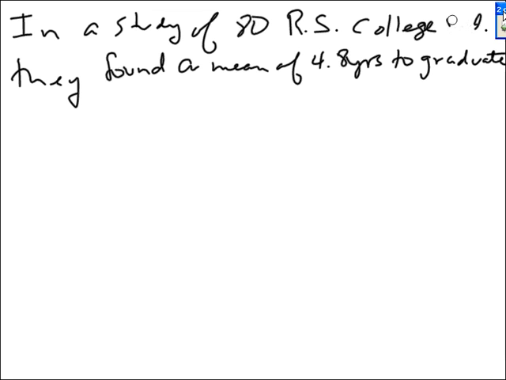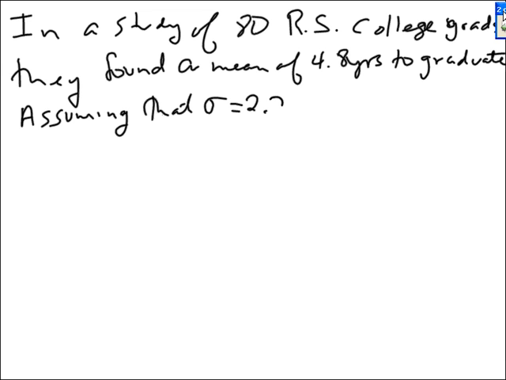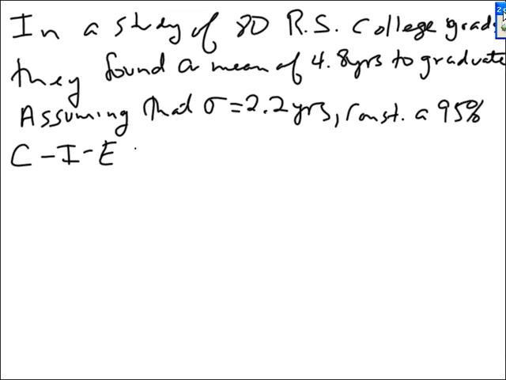So let me change that. It's not just any college students, because sometimes they don't graduate. So let's only consider the college grads. Now, assuming that sigma is 2.2 years, construct a 95% confidence interval estimate of the population mean.